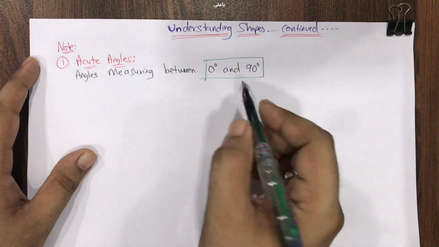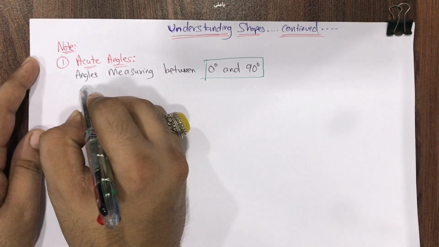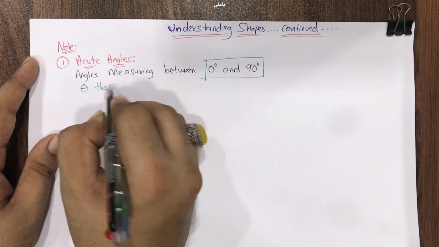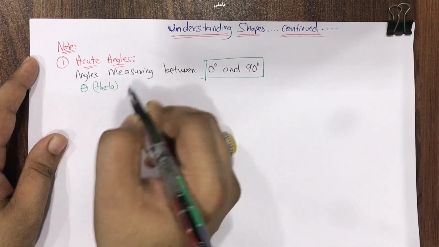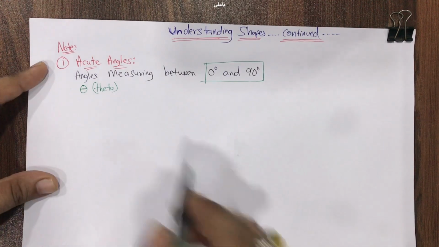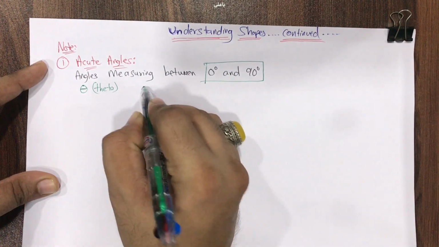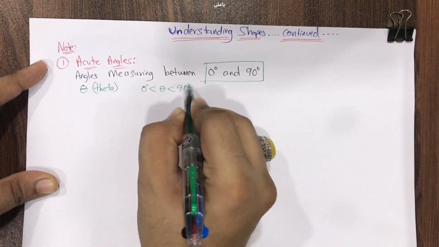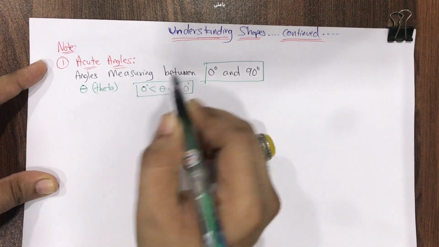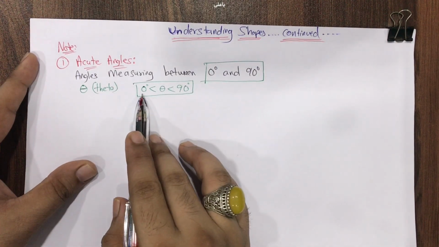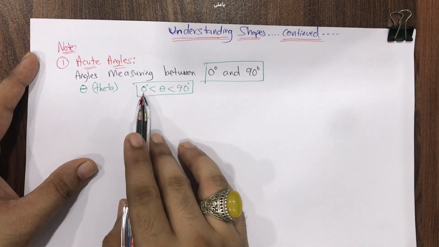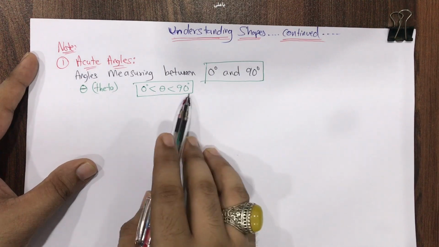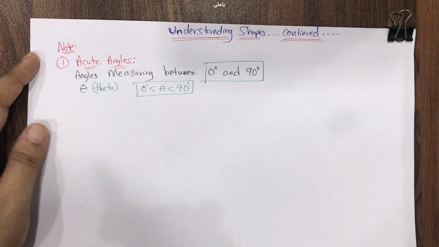If I say that theta is any angle, normally we represent an angle by theta. It's a Greek letter, written as theta. So if theta is any acute angle, it will be like 0 is less than theta is less than 90 degree. Your angle should not be equal to 0 degree, should not be equal to 90 degree. It can be greater than 0 and less than 90 degree. So between 0 and 90, any angle we say is an acute angle.